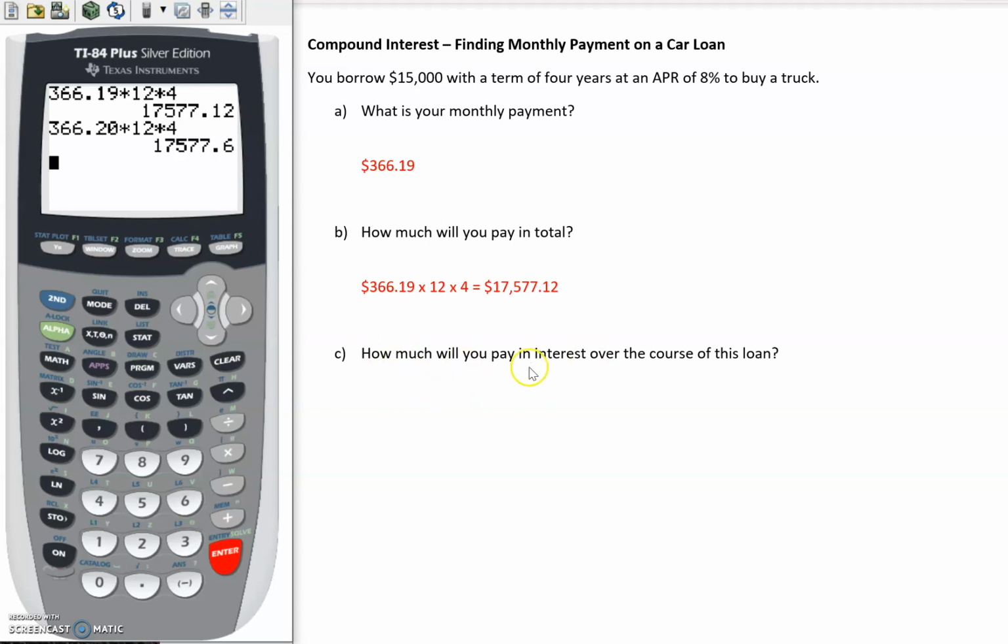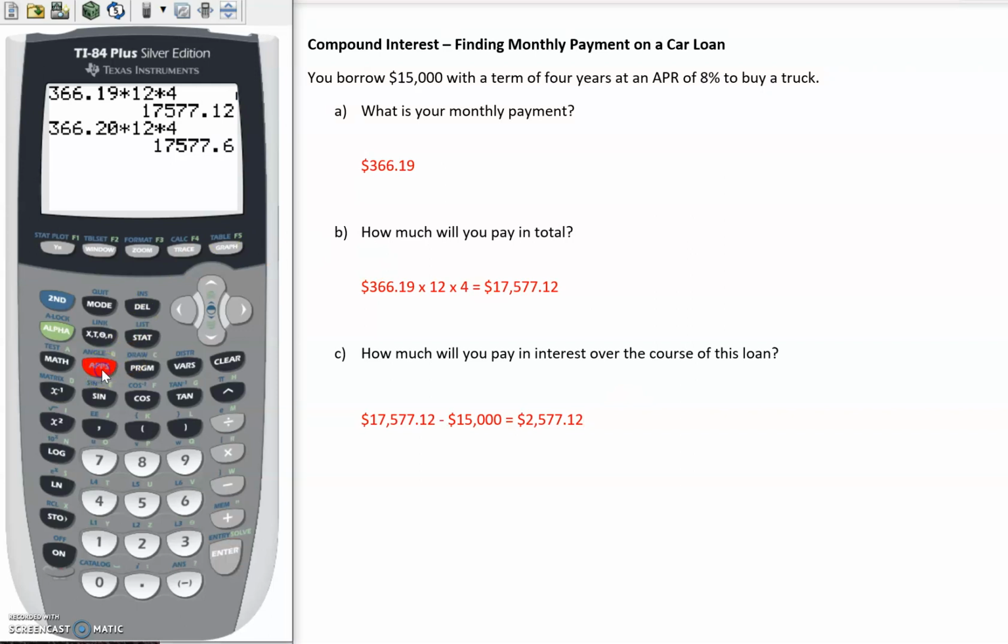Okay, so then how much do we pay in interest over the course of this loan? Well, there are a couple ways to do this. The only difference between part B, the amount we paid in total, and the original amount of the loan was interest. We took out a loan for 15,000. We ended up paying 17,500, with a little bit of extra there. So the only difference is interest that we ended up paying either to the dealership or to the bank, whoever we financed through. So we ended up paying an extra $2,577.12 in interest.